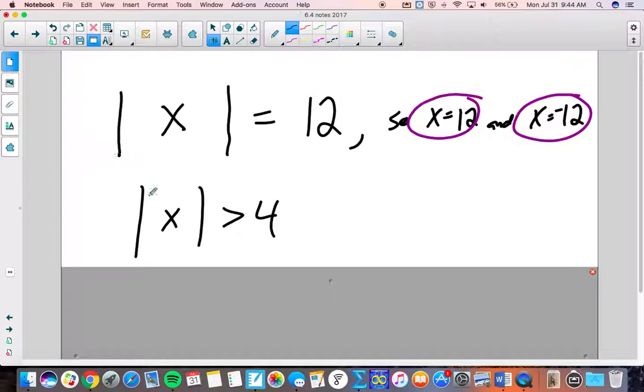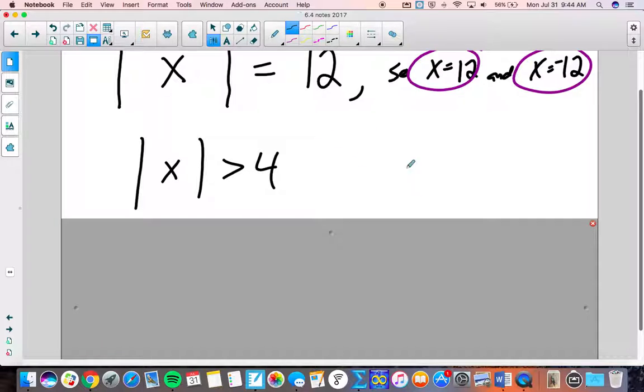So here is one. And again, I like to think of absolute value as distance. So my solutions are the distances that are greater than 4, in this case from 0. So where could my distances be greater than 4 from 0? Well, it could be these distances. Notice I made it an open dot because that's a greater than symbol.